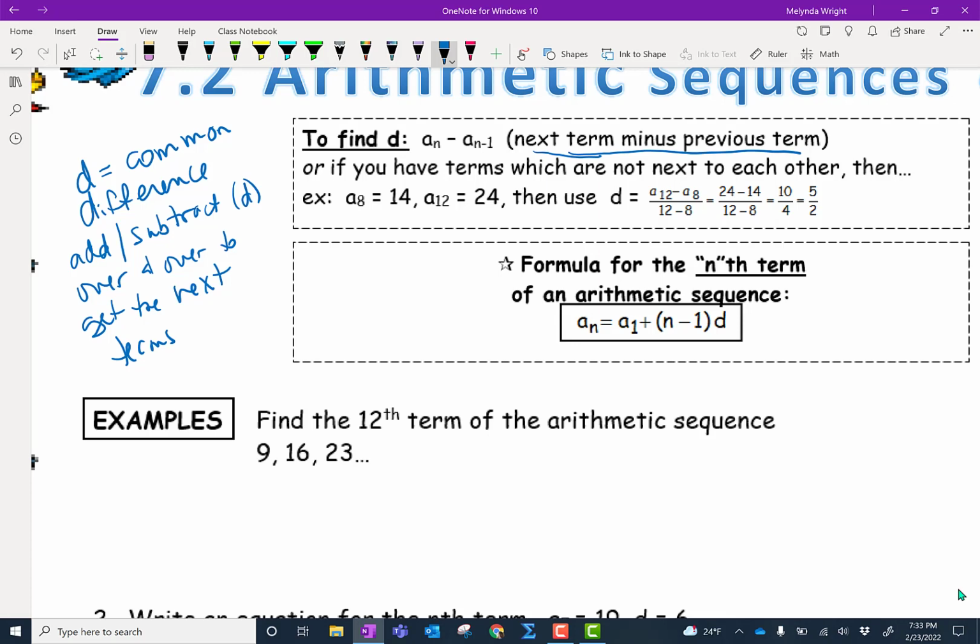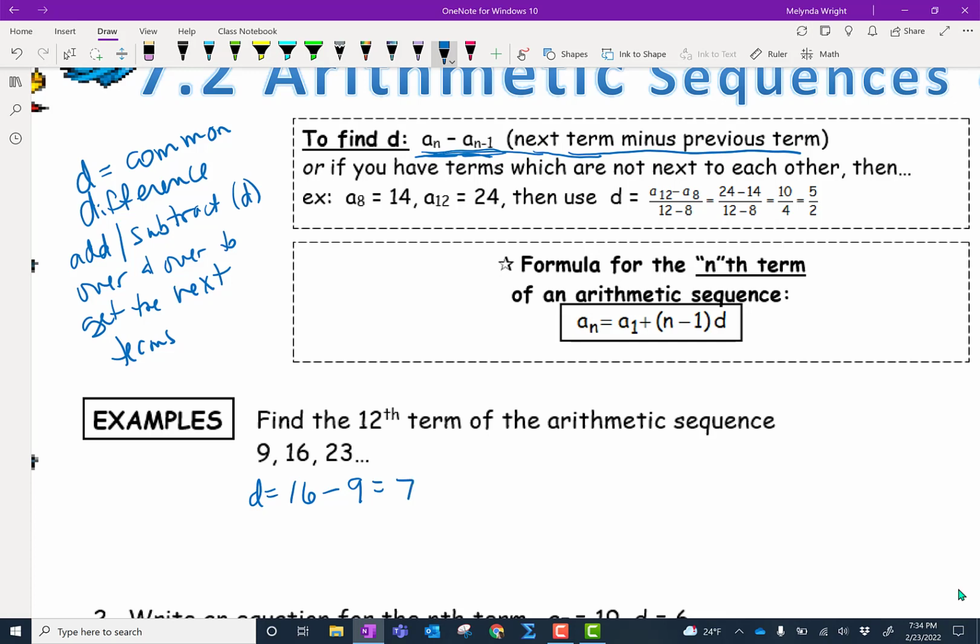So if we have numbers that are in sequence, typically in this particular case, to find D, this is the simplest case, we can practice that with this example. So we would take a sub n minus a sub n minus 1. So basically we take the second term minus the first term, and that would give us our common difference. So the common difference would be the second term minus the first term, which would be 7.